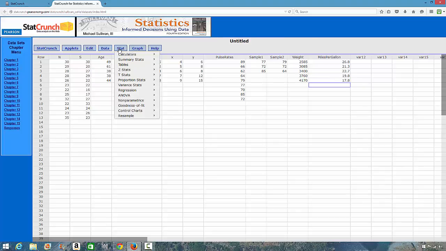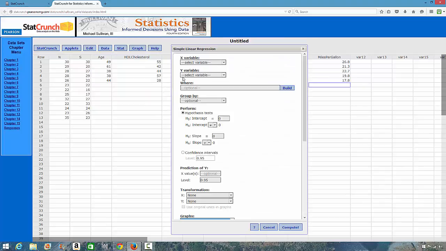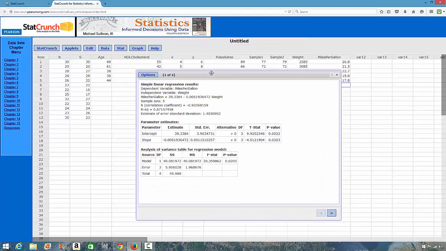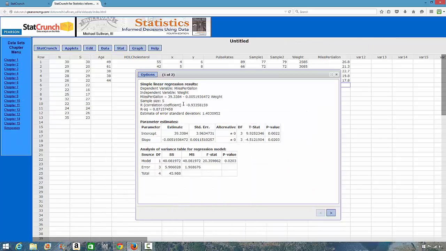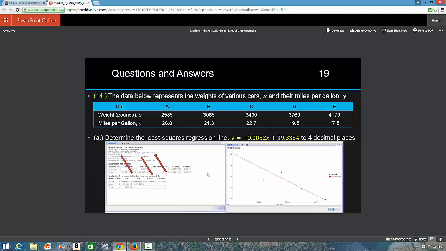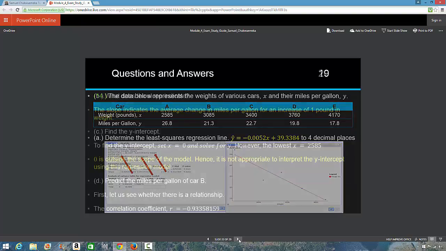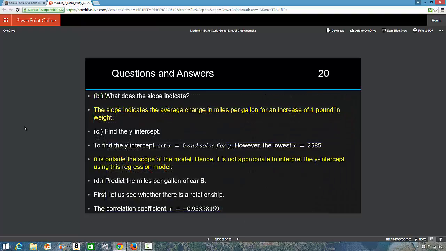So I go to Stat, Regression, Simple Linear. My X is the weight. My Y is the miles per gallon. Compute. So I got the least squares regression line, right here. Then the next one: what does the slope indicate? The slope indicates the average change in miles per gallon for an increase of 1 pound in weight.